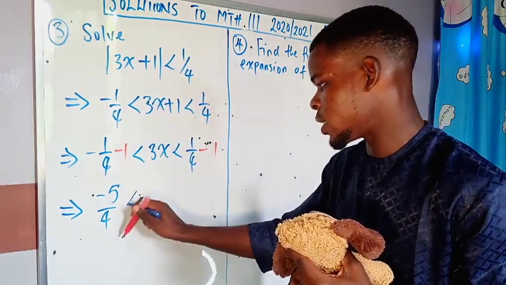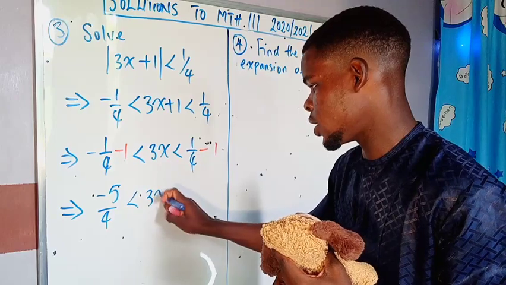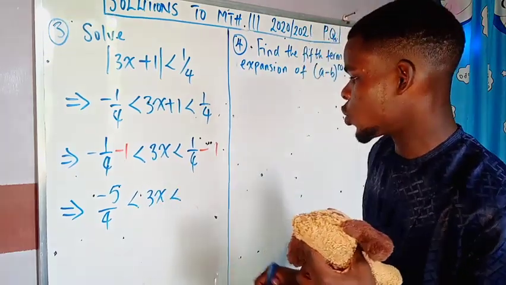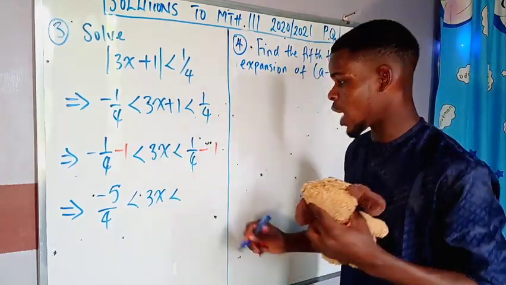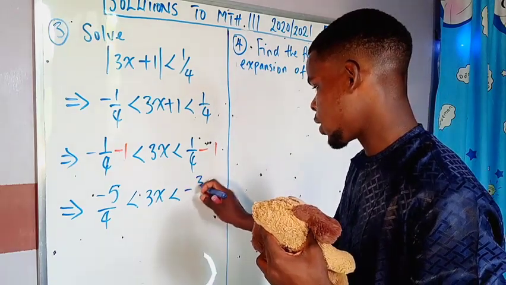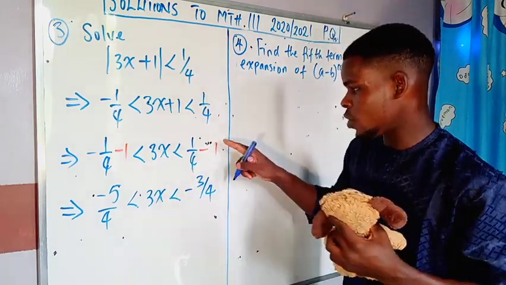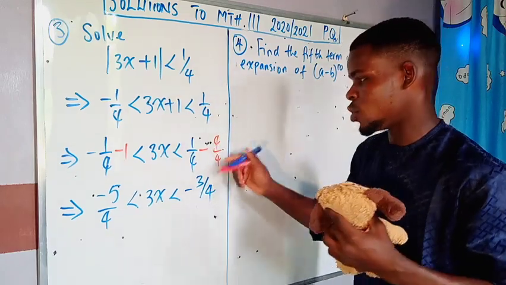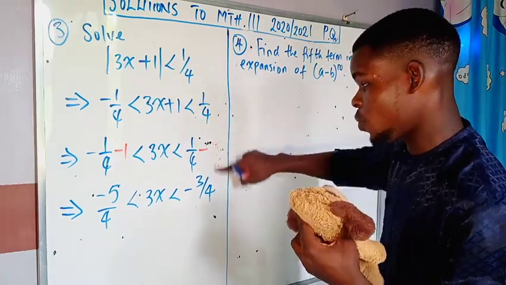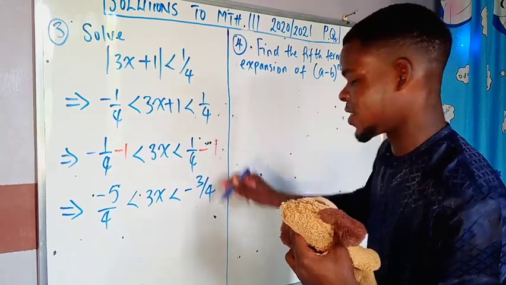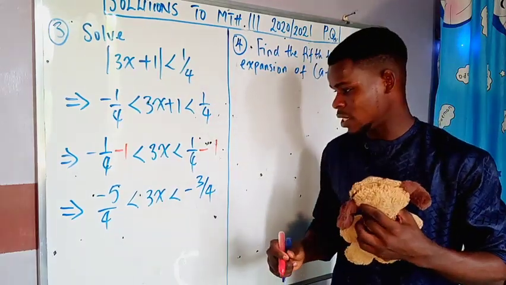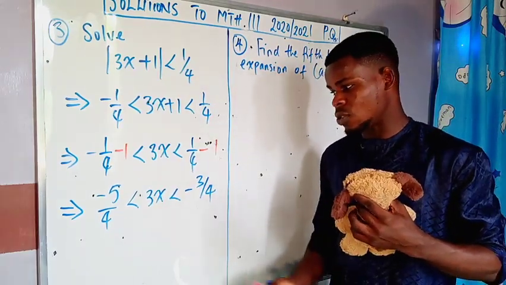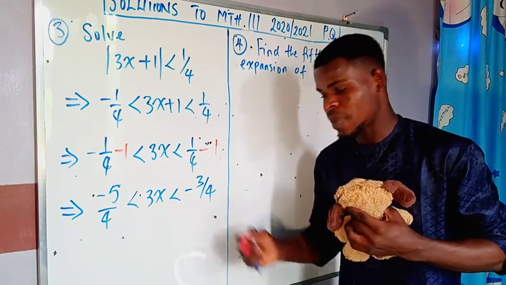So this is going to be less than, we just put in the 3x inside, and then we say this is less than. When you subtract 1 over 4 from 1, we're going to have negative 3 over 4. Similarly, you can change this to 4 over 4. Since the denominators are the same, you now subtract the numerators. So that's going to give you that. Anyway, that's very easy. The next thing we'd like to do is divide through by 3.